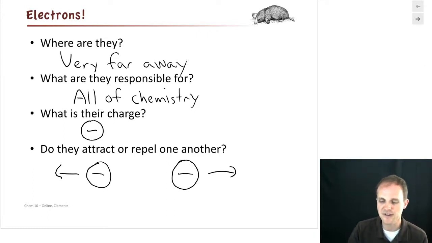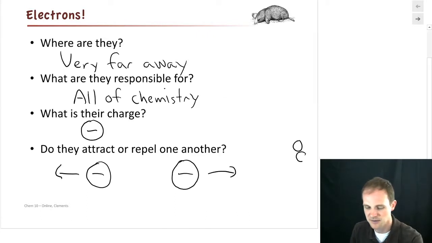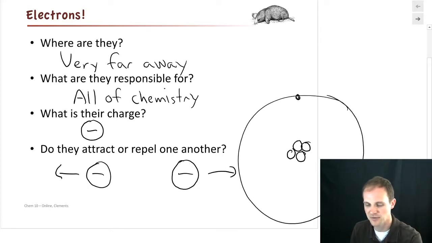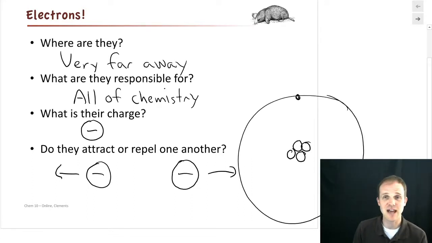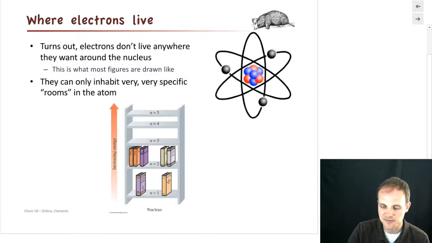So what we want to do is figure out, where do these electrons live? Right? We've seen these little drawings like this. We've got the nucleus here, and you just draw the electron in a big ring around here. And is that actually what happens? Are the electrons just floating around in a ring, or do they do other things? Well, it turns out it's actually relatively complicated. We're going to simplify it a little bit.